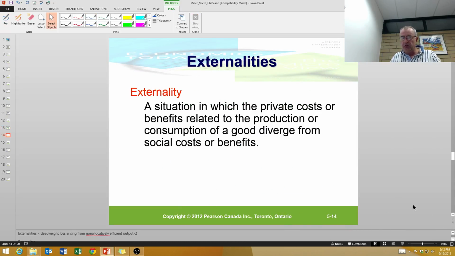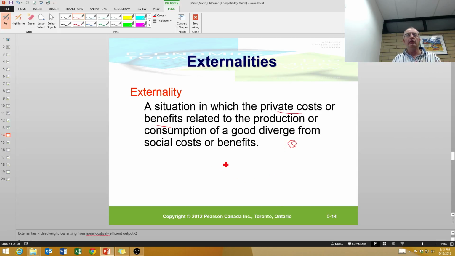So the first one deals with so-called externalities. An externality in general is where there's a difference between the private cost or private benefit associated with a certain level of output and the societal cost or the societal benefit corresponding to that particular quantity of output.